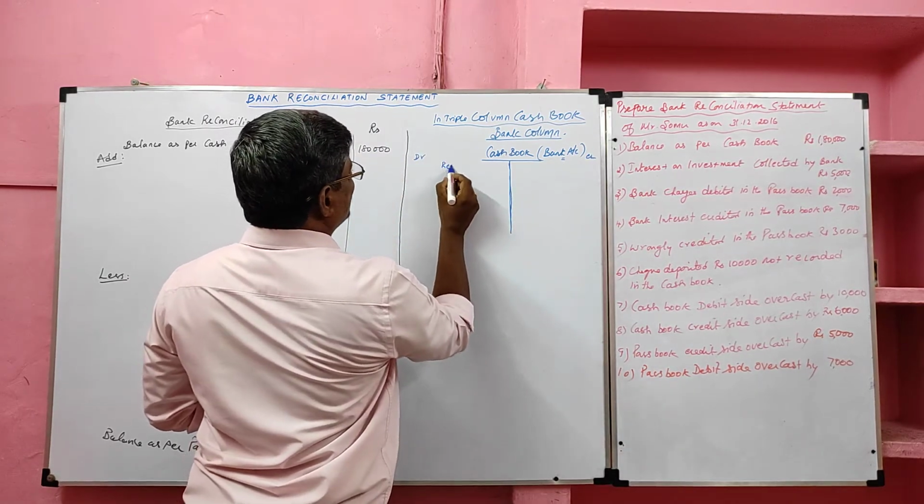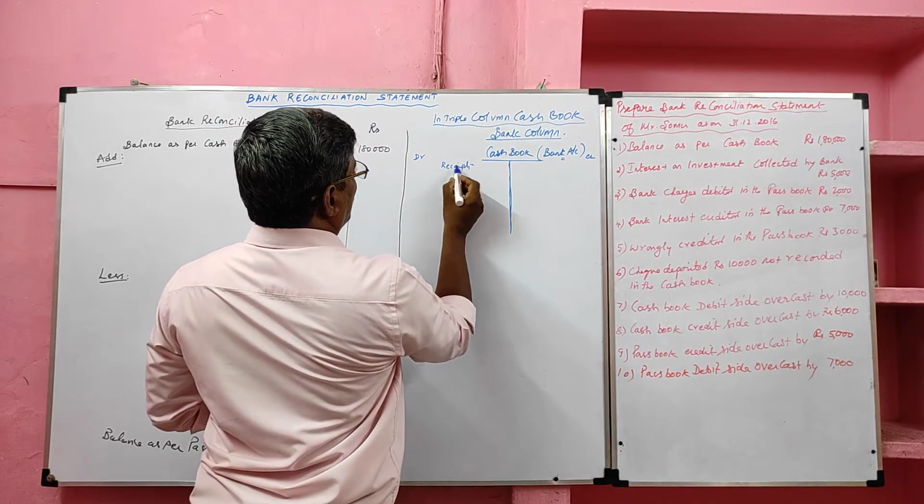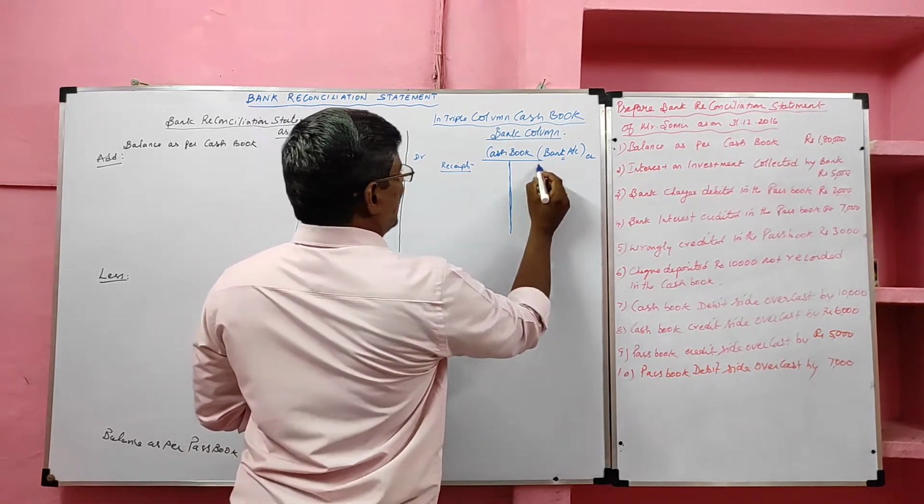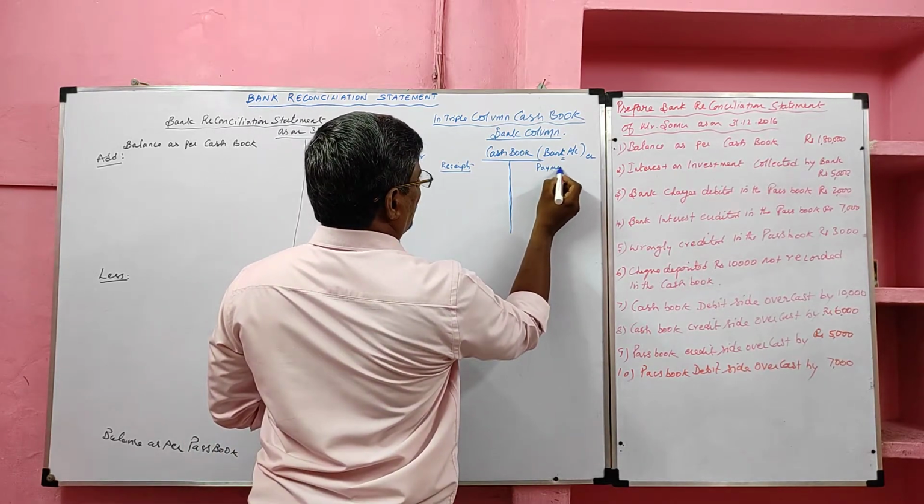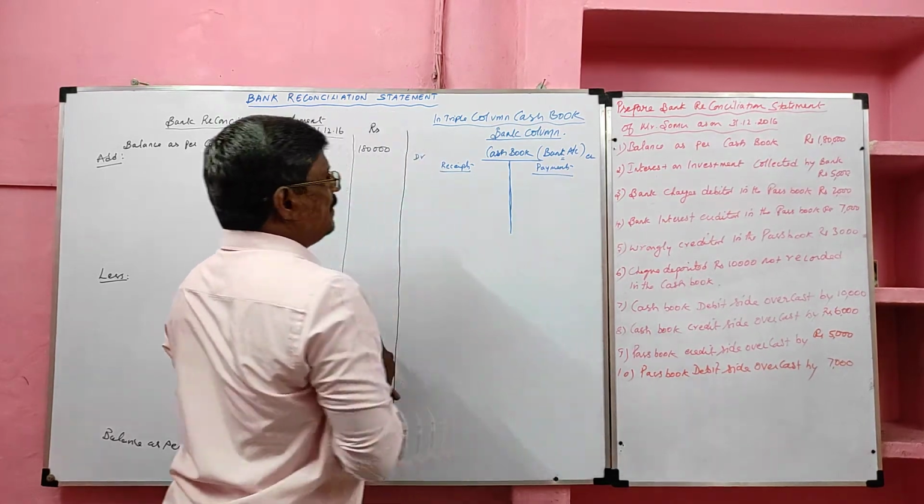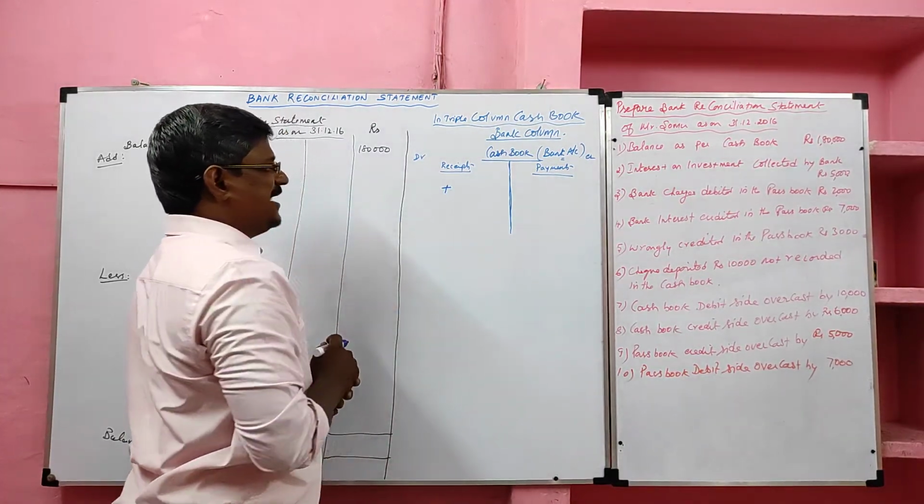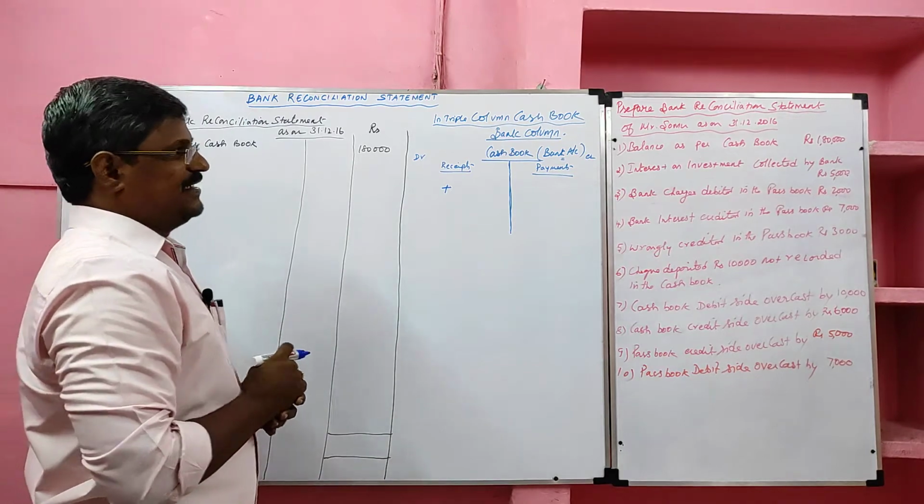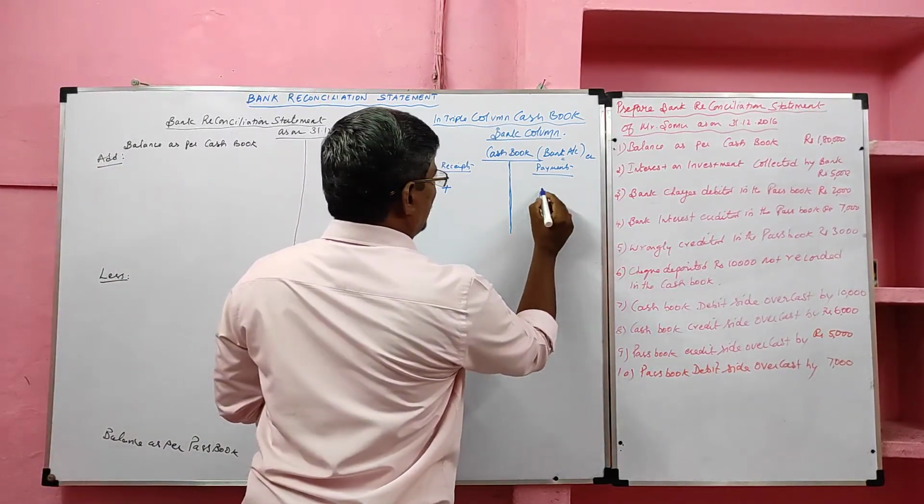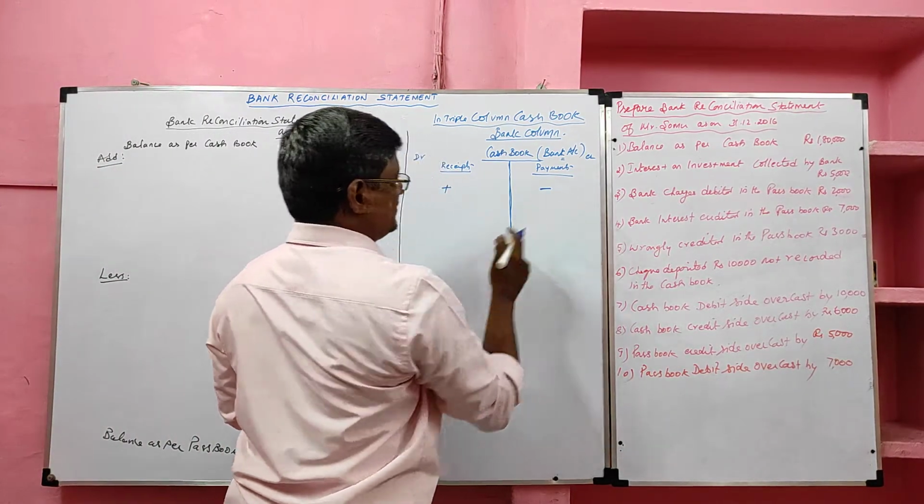On the debit side, receipts are recorded. On the credit side, payments are recorded. Debit side, the arithmetical sign is plus. Credit side, when we make payment, the arithmetical sign is minus.